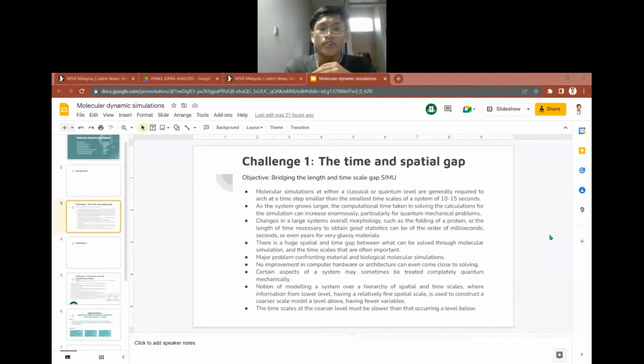Certain aspects of a system may sometimes be treated completely quantum mechanically. There is the notion of modeling a system over a hierarchy of spatial and time scales, where information from a lower level, having relatively fine spatial scales, is used to construct a coarser scale model a level above, having fewer variables. The timescales at the coarser level must be slower than those occurring a level below.